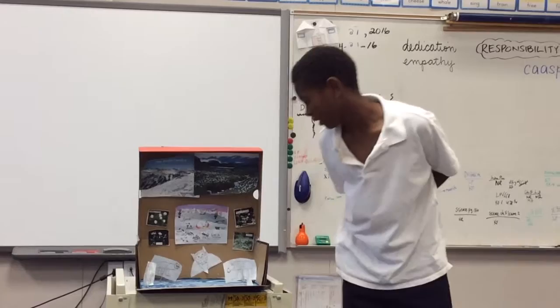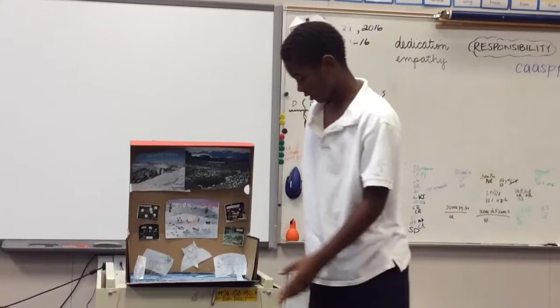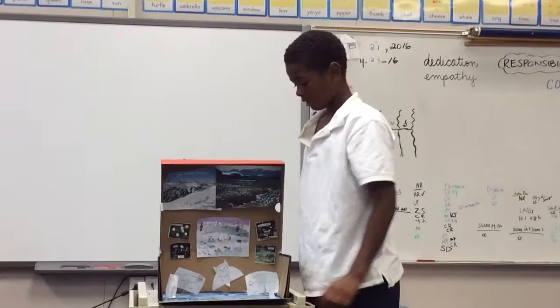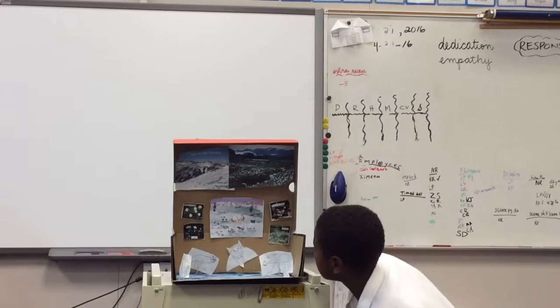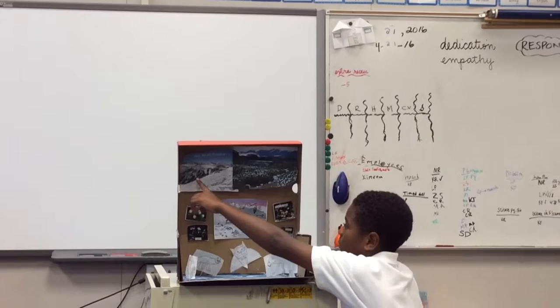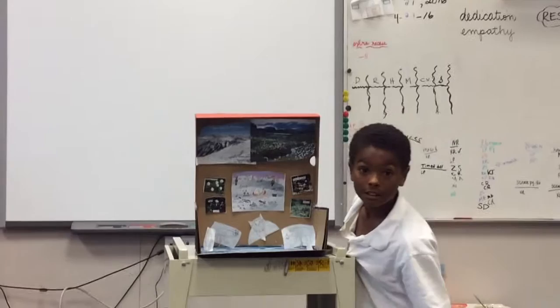Here are some organisms that live in the tundra: snowy owls, penguins, Arctic foxes, polar bears, and so forth. Here are some characteristics about tundra. There are no trees, but this tiny bush. This is tundra when it's spring, and here's the tundra food web.